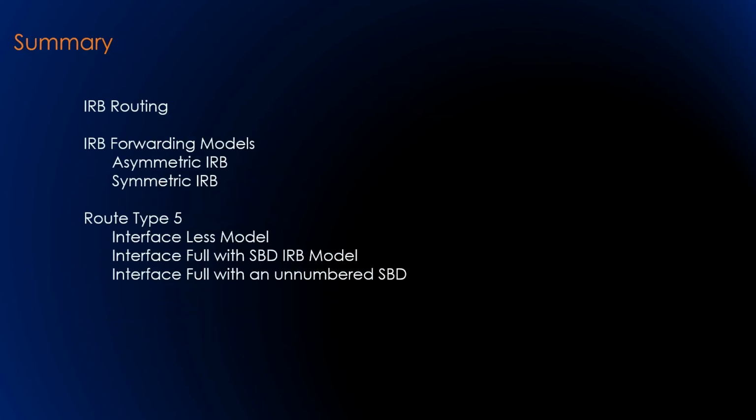So what we covered in this module is that we started with traditional networking. With traditional networking, if we enter the virtual world, how will it look: what is MAC VRF, what is IP VRF, what is a bridge domain, and then IRB routing. We have the IRB forwarding models, two types: asymmetric IRB and symmetric IRB. And then we have seen route type 5, and with route type 5 there are three different models with IP VRF to IP VRF: the interface-less model, interface-full with SBD IRB model, and interface-full with an unnumbered SBD. We will look in more detail at route type 5 with these three models in our next video.